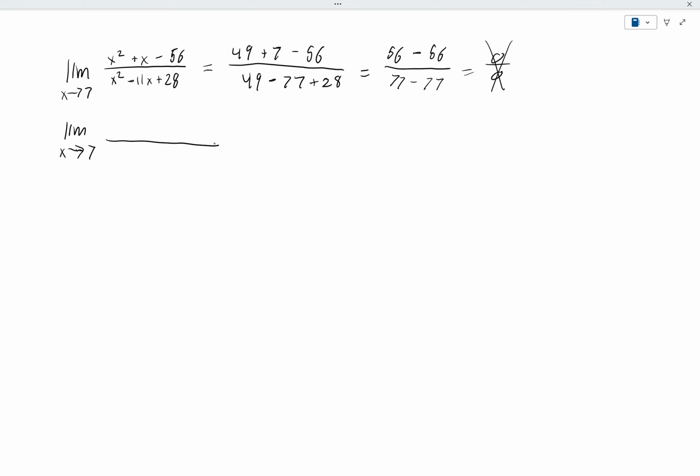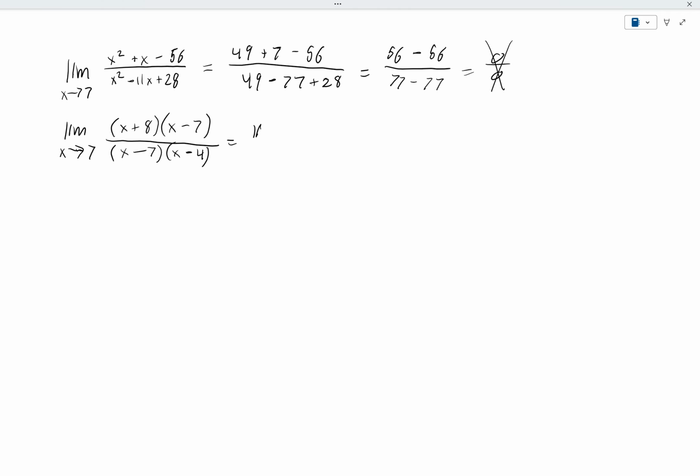So in the numerator here, you can break this quadratic down as x plus 8 times x minus 7. In the denominator, you can break this quadratic down as x minus 7 times x minus 4, because negative 7 times negative 4 gives you 28, but negative 7 plus negative 4 gives you negative 11.